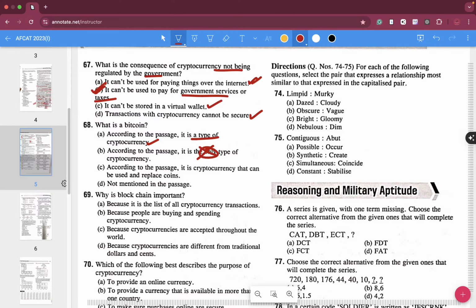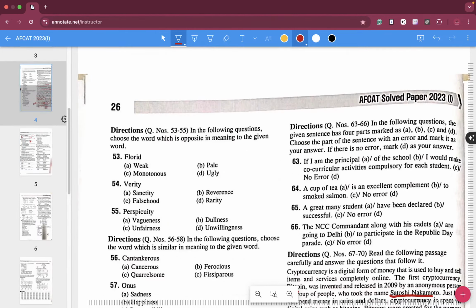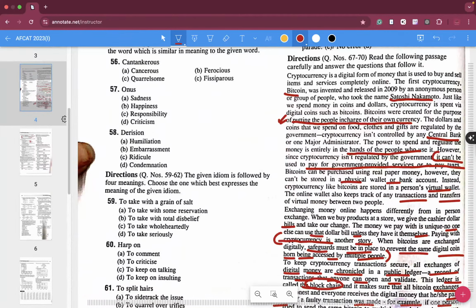According to the passage, it's a cryptocurrency that can be used and replace coin. Not mentioned. Okay, let's go back. Just like when it's a digital form, buy and sell, the first cryptocurrency was invented, released by an anonymous person or group of persons who took the name Satoshi Nakamoto. Just like we spend money in coins and dollars, cryptocurrency is spent via digital coins such as bitcoins, right? Bitcoins were created for the purpose of putting people in charge, right? Okay, what do you think over here, right?